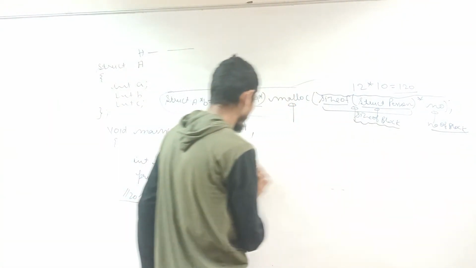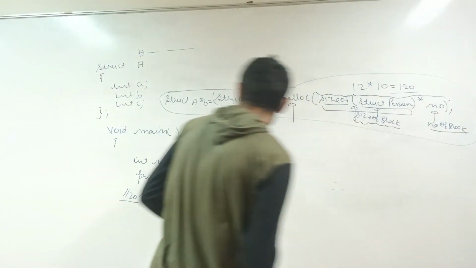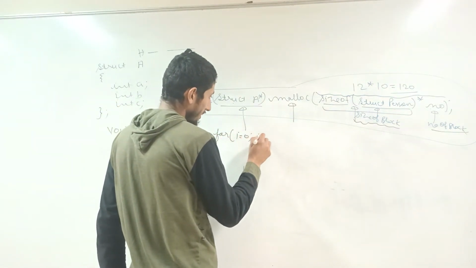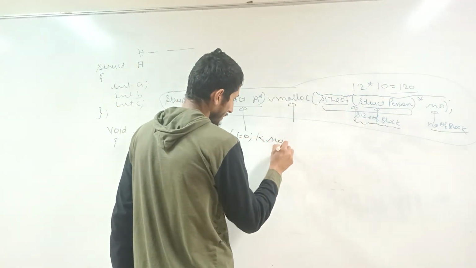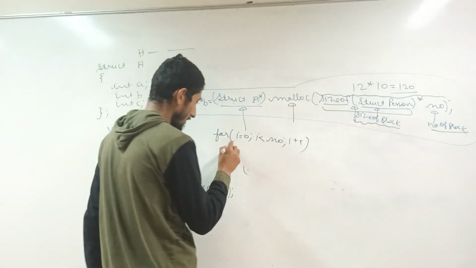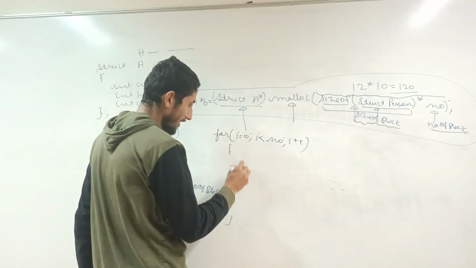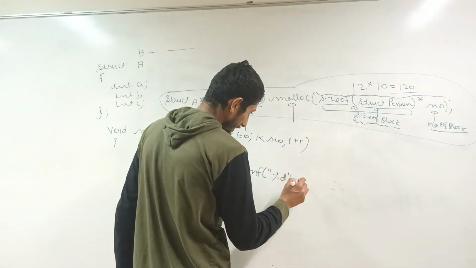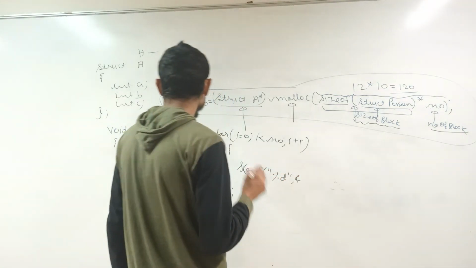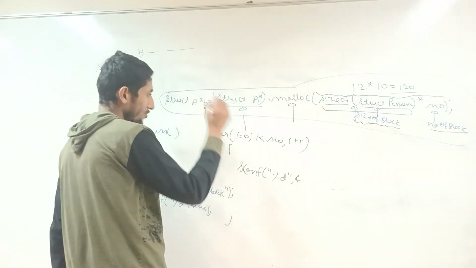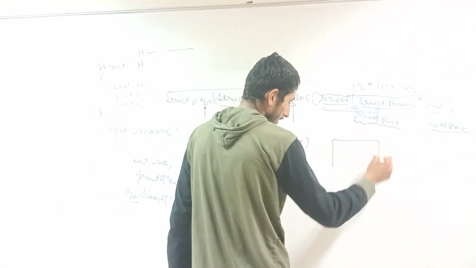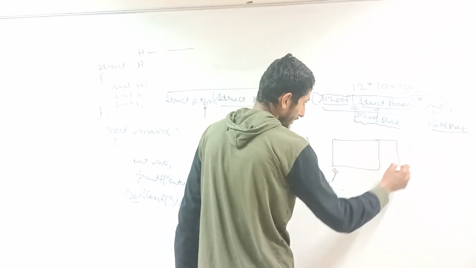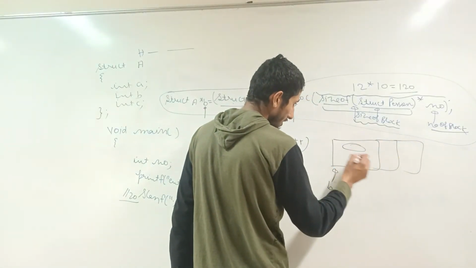So let me put scanf also. So we can apply loop for i equals 0, i less than number, i plus plus. And then let me put scanf percentile d, and what is the address? B is a base address. So let me explain. If B is a base address and we have 10 blocks like this, and every block we have 3 fields.